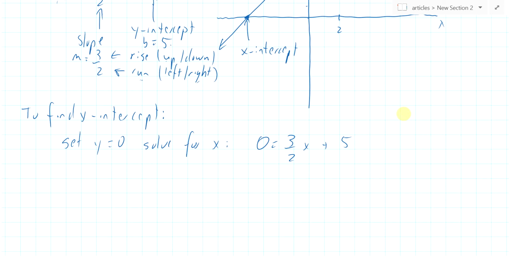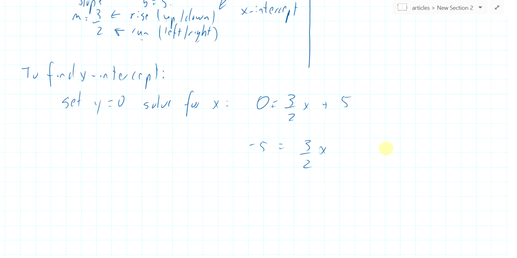And now this is a linear equation like we did in the last section. We'll subtract a 5 from both sides. Minus 5 equals 3 halves x. Now to get rid of that 3 halves, what do we have to do? Well, to get rid of the 2 in the denominator, we have to multiply by 2 on both sides. To get rid of 3 in the numerator, we have to divide both sides by 3. So to get rid of the 3 halves, you multiply by 2/3.